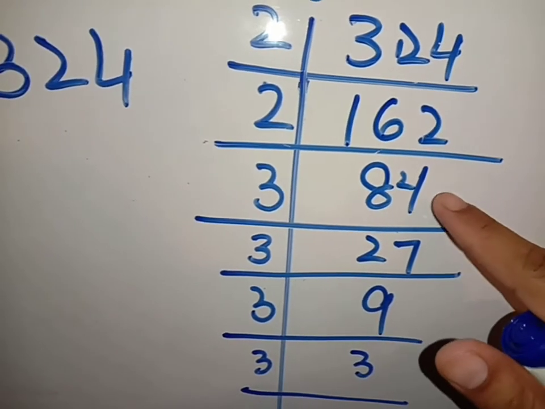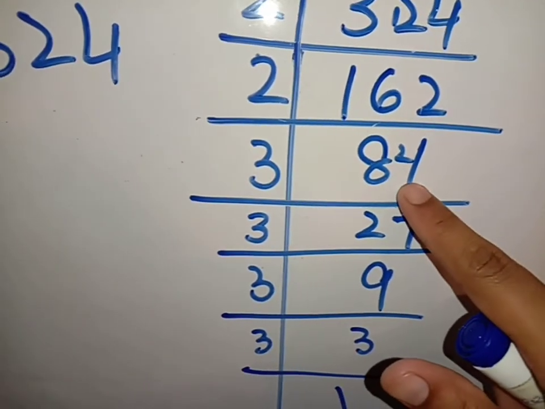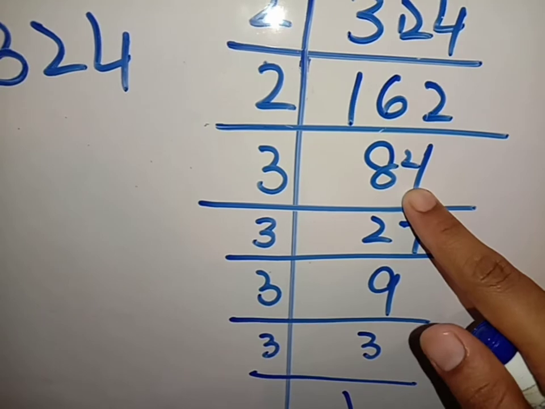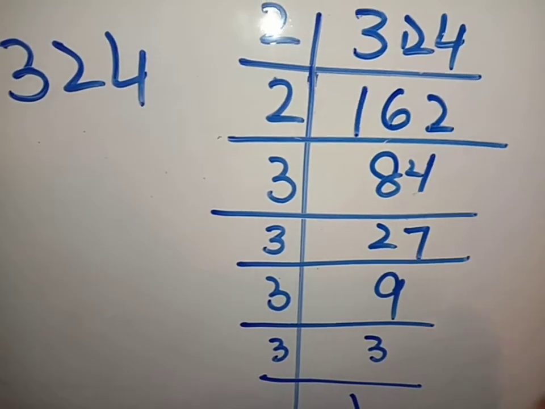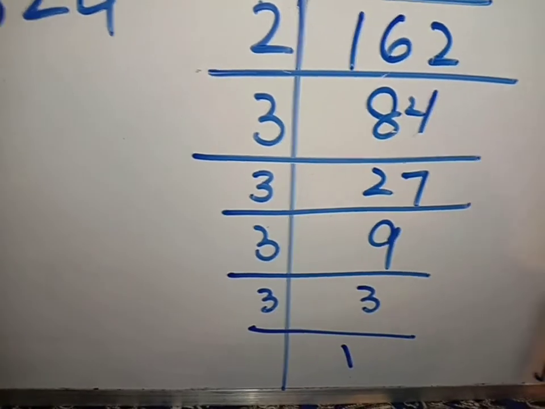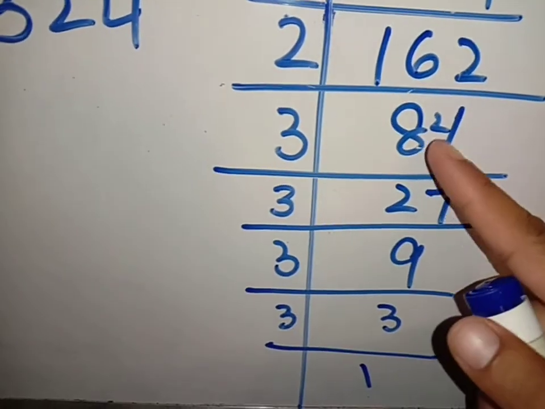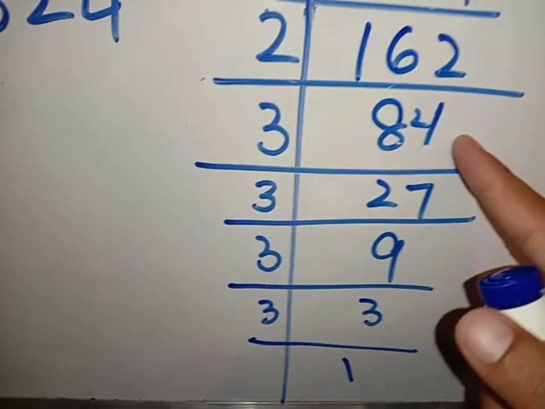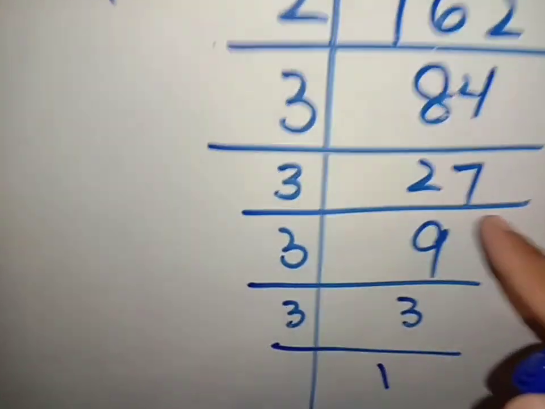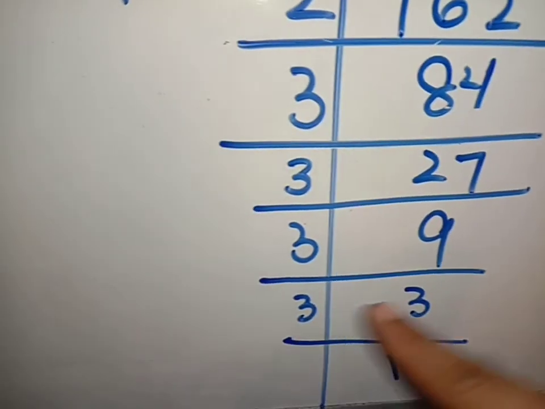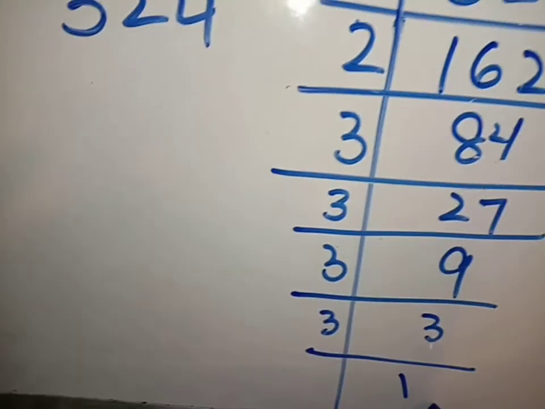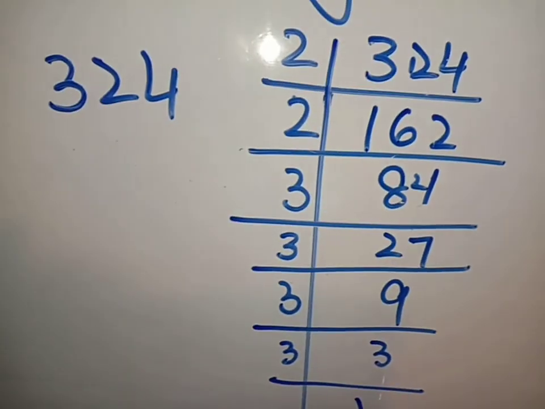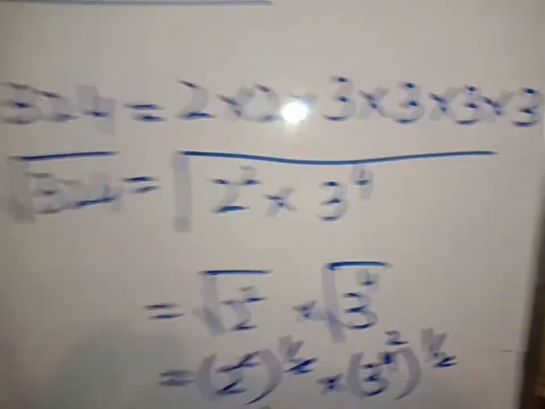So there comes 81. But the unit place number is not an even number, because 1 is not an even number, so we will go with the next number, which is 3. 3 2s are 6. We are left with remainder 2. 2 and 1 becomes 21. 3 7s are 21. 3 9s are 27. 3 3s are 9 and 3 1s are 3. So we are left with the remainder 1. So we will stop our factorization there. Now write all the factors of 324.